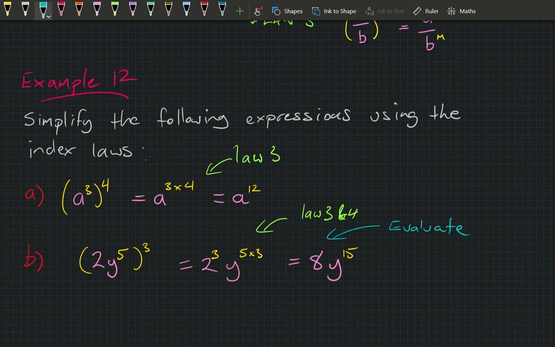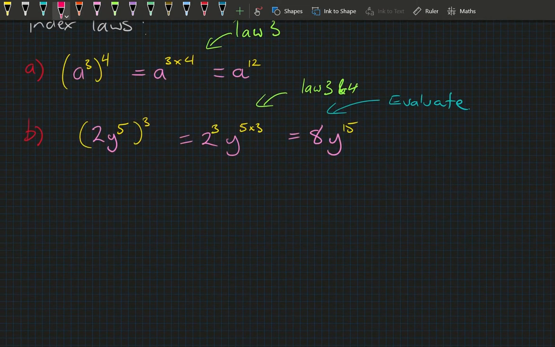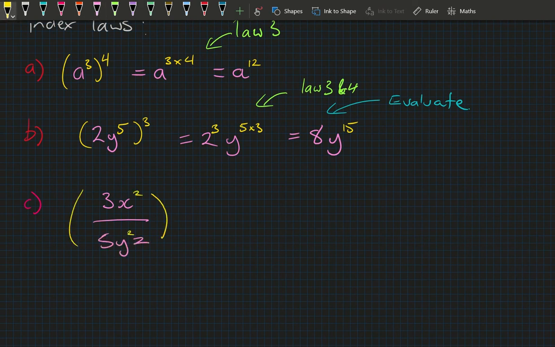All right, that was pretty straightforward, but it starts to get a little bit more complicated now, as you'll see in part C, where the expression is 3 times x squared divided by 5y squared times z, all raised to the power of 3.